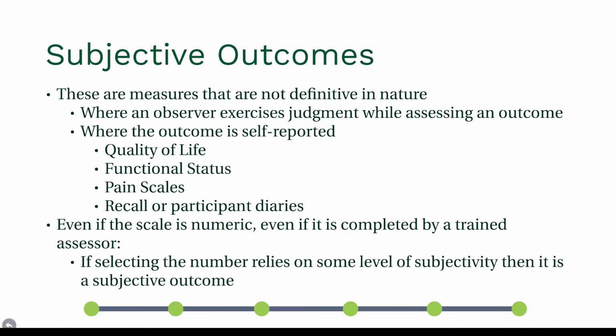Even if the scale is numeric in a subjective outcome, so a Likert scale ranging from strongly disagree to strongly agree, even if it's completed by a trained assessor, so if you're measuring level of reflexes, just because it's a number that goes with the selection doesn't mean that it's a hard outcome, and it doesn't mean that you can analyze it as a continuous measure. So if selecting the number relies on some level of subjectivity, then it is a subjective outcome.